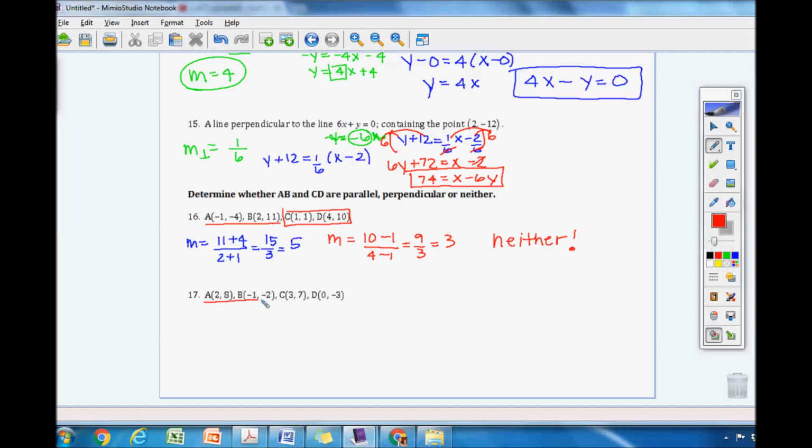All right, so again, here we have AB, and we're going to find the slope. So I'm going to go ahead with negative 2 minus 8, and then negative 1 minus 2. So this is going to give me negative 10 over negative 3, which is going to turn those positive. Okay, and then we're going to go ahead and we're going to look at C and D. So my second slope, negative 3 minus 7, and then 0 minus 3. So this is going to give me negative 10 over negative 3, which would be positive. These are exactly the same, which means I have parallel lines.